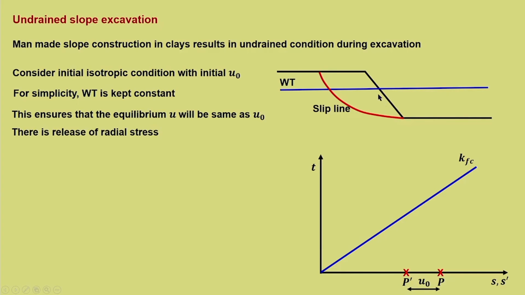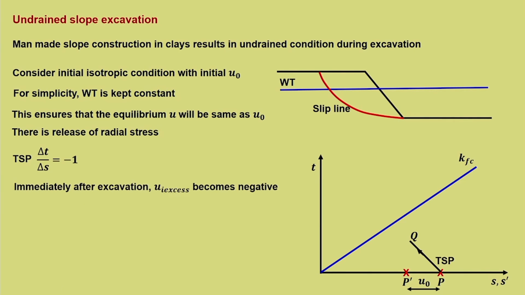There is release of radial stress because of excavation. So, here it is a typical case of release which is happening. So, TSP, that is the slope of total stress path, delta T upon delta S will be minus 1. So, it will be in the reverse direction with a negative slope. Let it be PQ, which is the TSP.